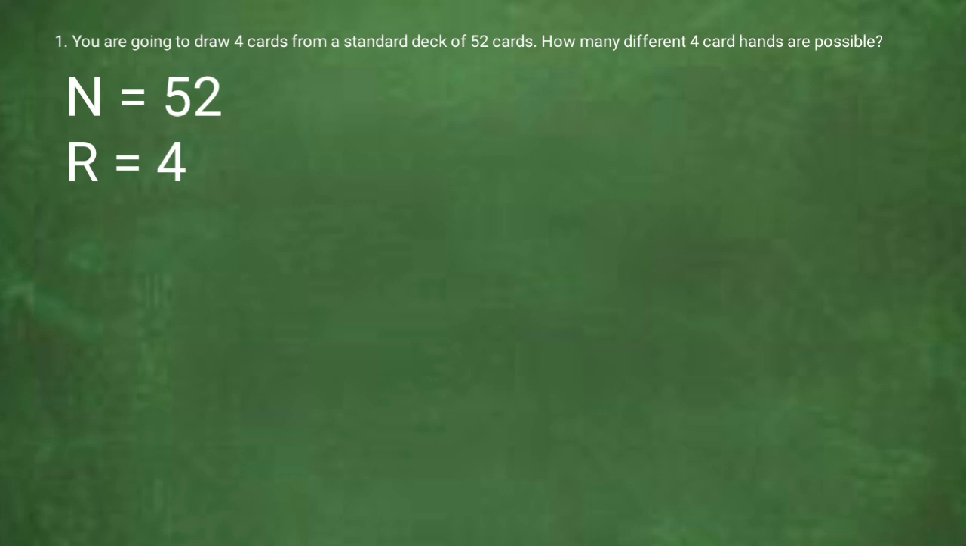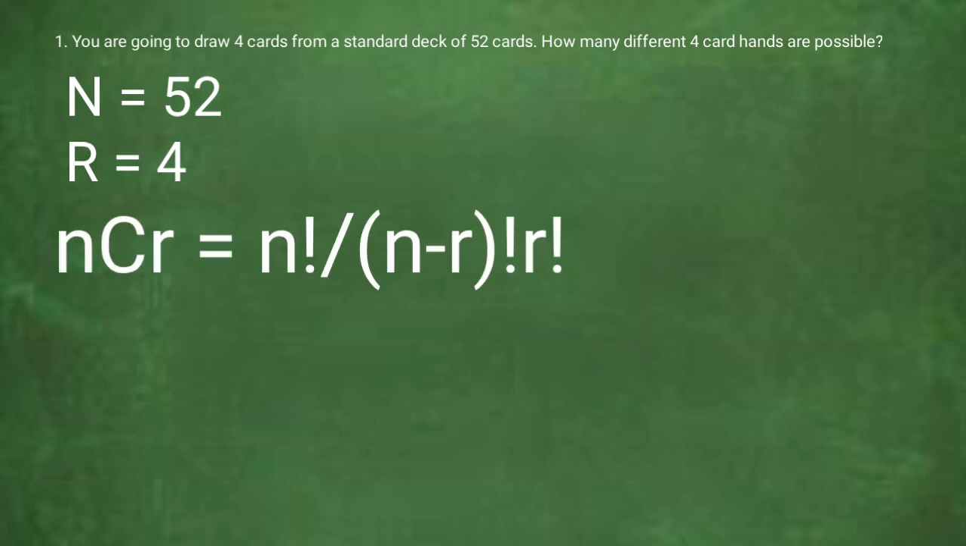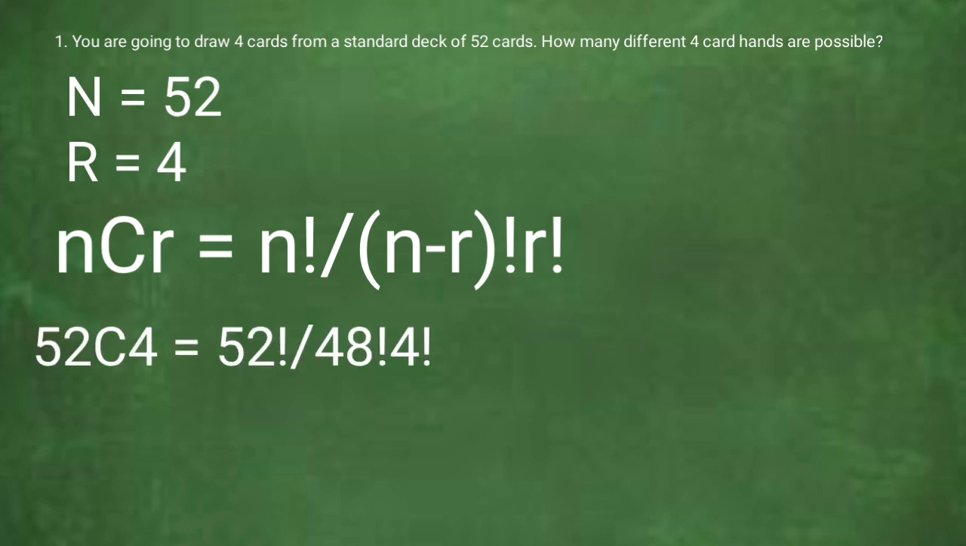The formula will be like this. N choose R equals N factorial over N minus R factorial and then R factorial. Now, let's evaluate. 52 choose 4 equals 52 factorial over 48 factorial, because 52 minus 4 equals 48 factorial. Sorry. And then 4 factorial.